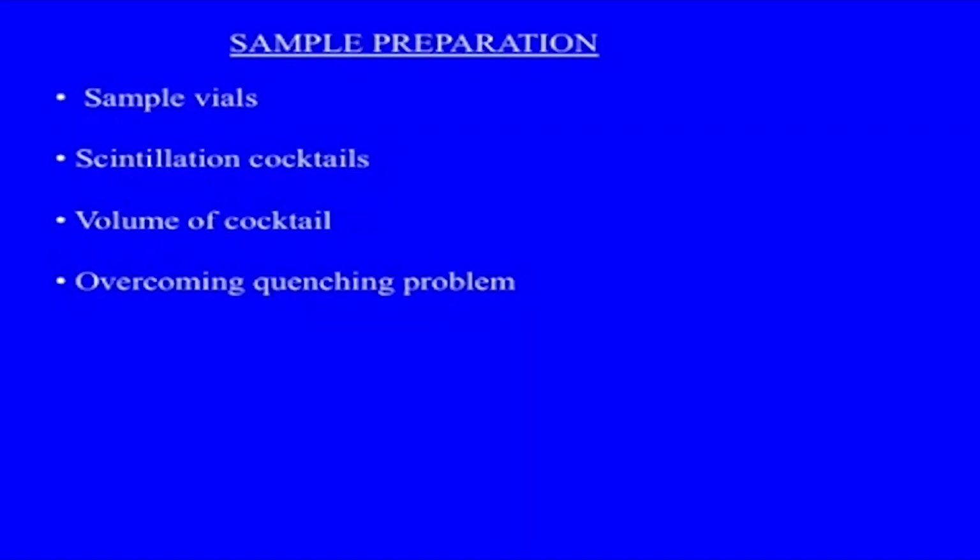Now, another problem which comes when you are preparing your sample is how to overcome the quenching problem. The quenching problem could be solved by different methods, and they have certain advantages and disadvantages, and the user has to decide on a particular way to solve this problem. Now, samples can be bleached before counting if there is color quenching. There are a whole lot of bleaching agents; hydrogen peroxide can be used, but this gives chemiluminescence. So, care has to be taken while using hydrogen peroxide.